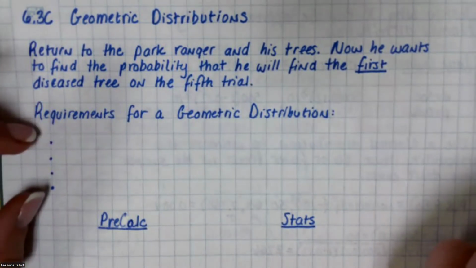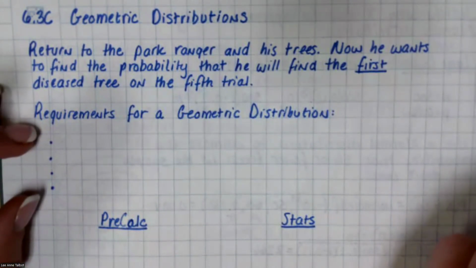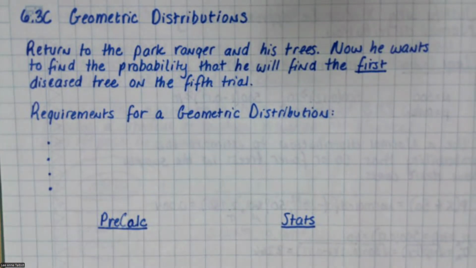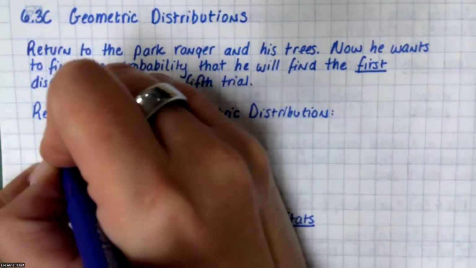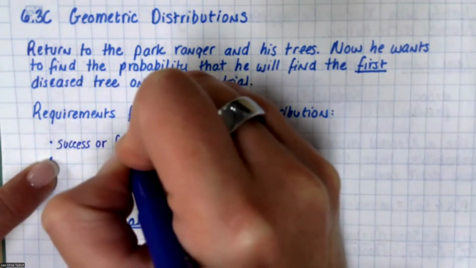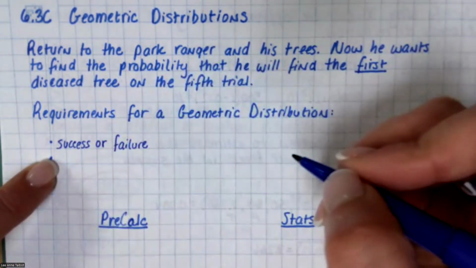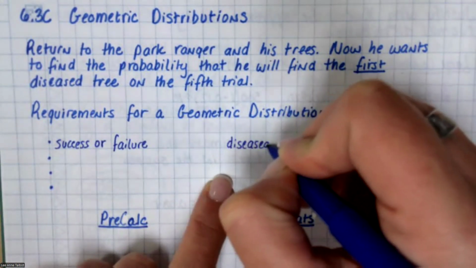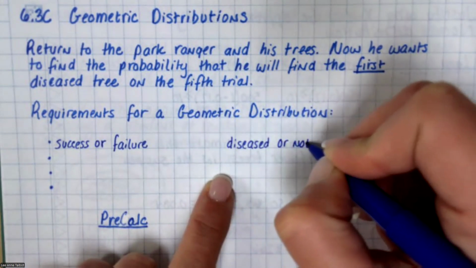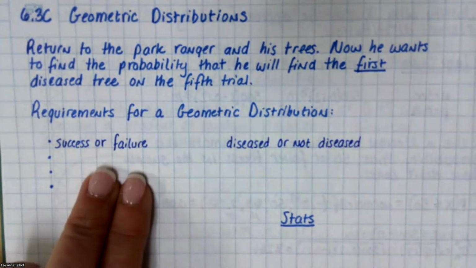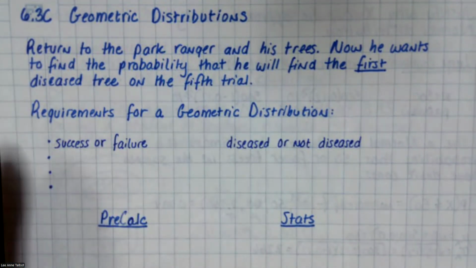There are 4 requirements for a geometric distribution. They're almost exactly the same as binomial, but there's one difference. First, you need to have a success or failure. Does that sound familiar? In this case, it's diseased or not diseased. So the success or failure situation is the same for geometric as it is for binomial.